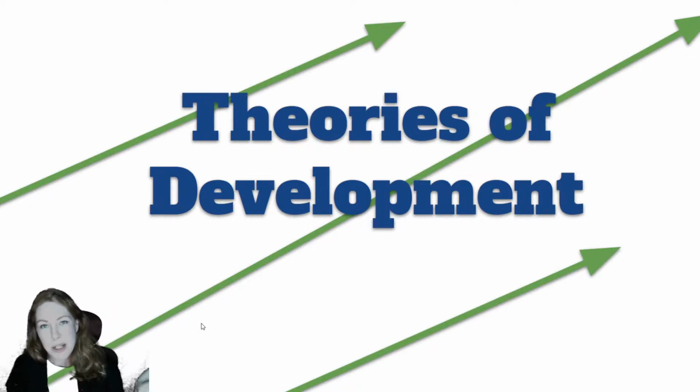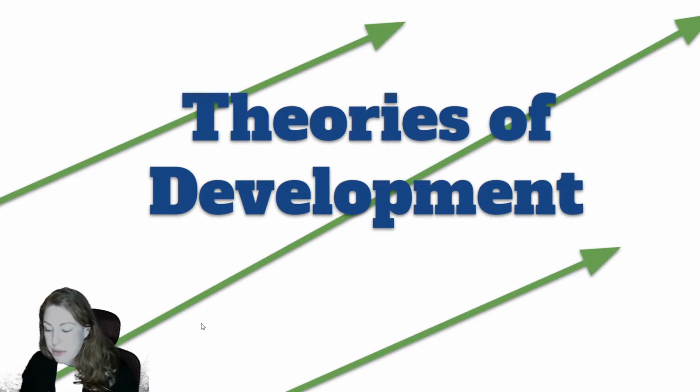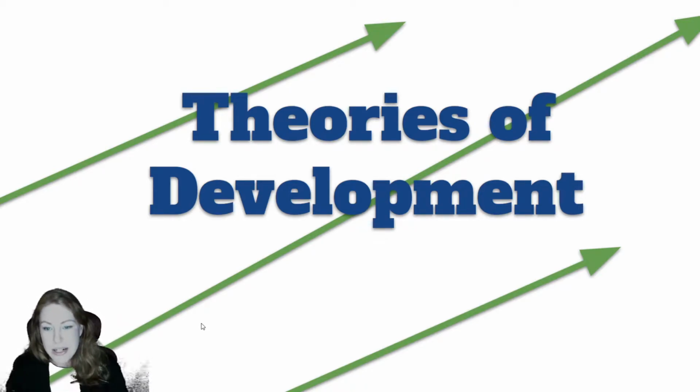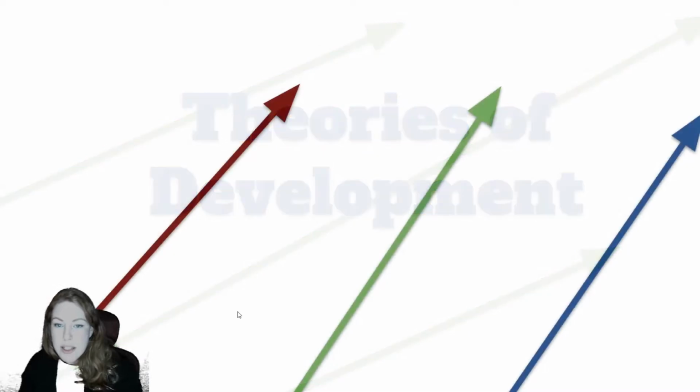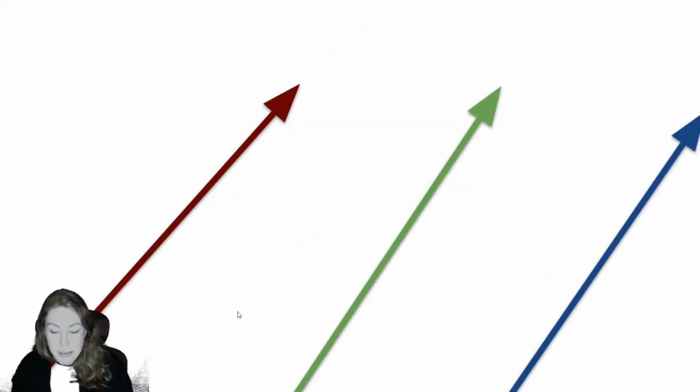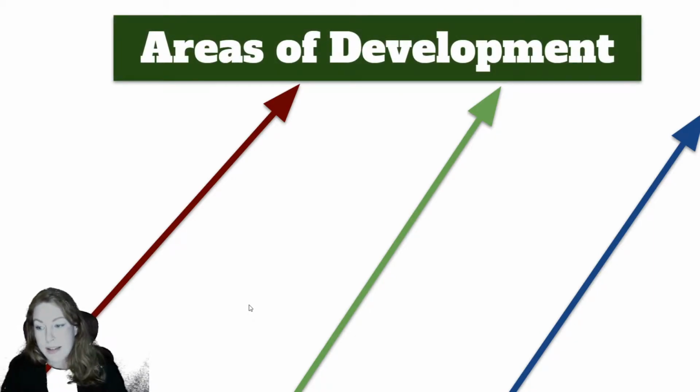Once again, I am a ghost. I apologize. But we're going to be going through some of the basic theories of human development as it relates to education. So let's get started. The first area we want to talk about are the three areas of human development.